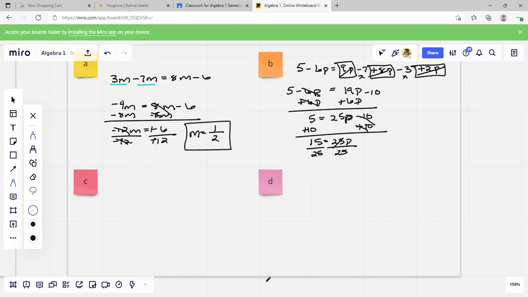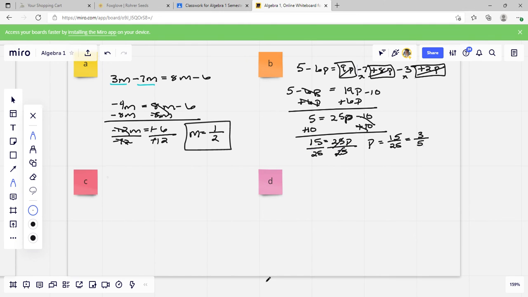Okay, and then I'm going to have to reduce that. So p equals 15 over 25, and they're both divisible by 5. So I've got 3 5s in 15 and 5 5s in 25. So the answer is 3 over 5.